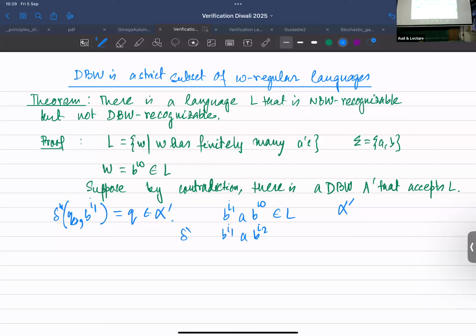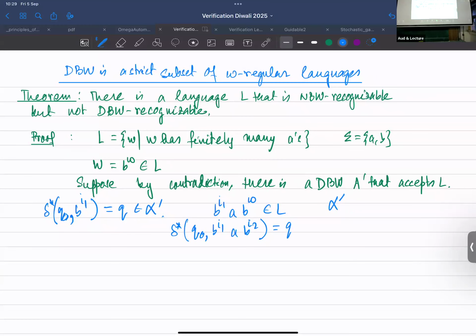Such that, and I'm writing delta star because in general delta was defined on a letter. Like you start from a state on a letter, I'm calling delta star. It's just a standard extension. You have seen this in automata over finite words, right? So if I start from Q0, then this should also go to some Q prime, which should also belong to alpha. Correct? There should exist such an i, right? I'm not writing all of this, but there exists i2 such that this should work.